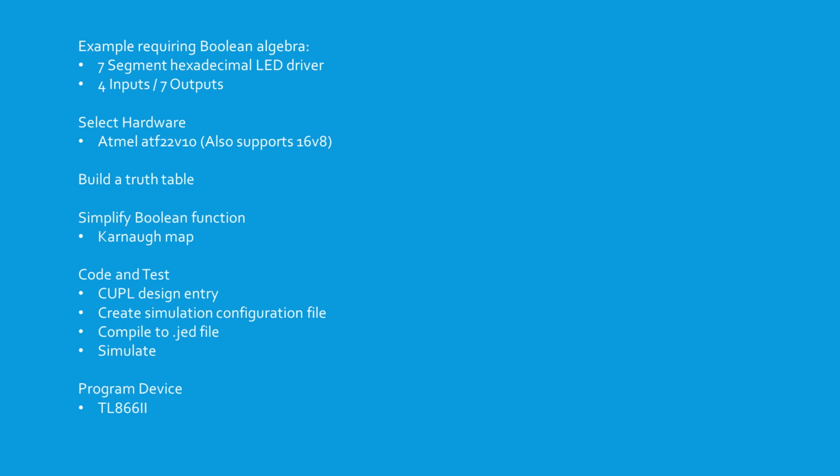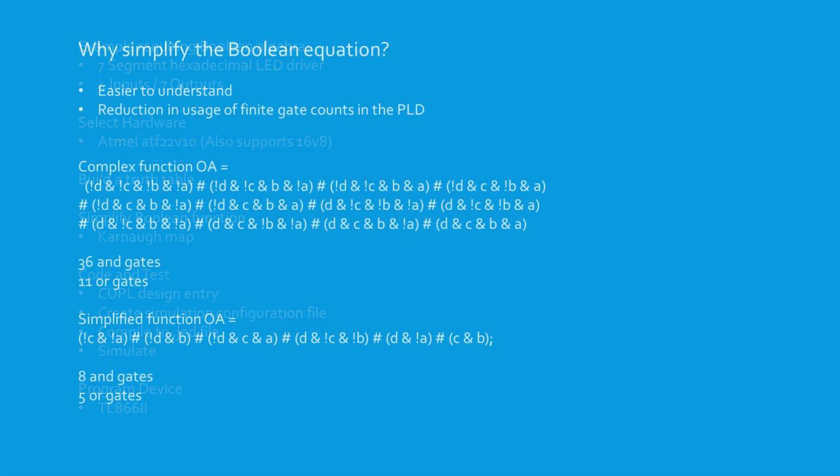Why is simplifying the function important? To make sure the function is easier to understand and visually verify, as well as ensuring the minimal number of gates are used in the solution. As you can see in this non-reduced form, the function for driving segment A would be a lot more complex and require many more gates for the solution.